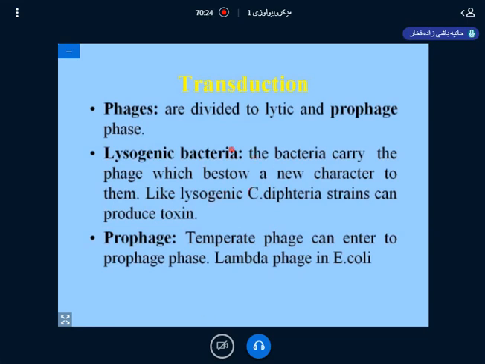Okay, what is this? For transduction, we need phage. Phages are lytic or prophage. We have two kinds of phage, lytic and lysogenic. Lysogenic bacteria are bacteria that carry a phage which bestows a new character on them, like lysogenic Corynebacterium diphtheriae, which can produce toxin.